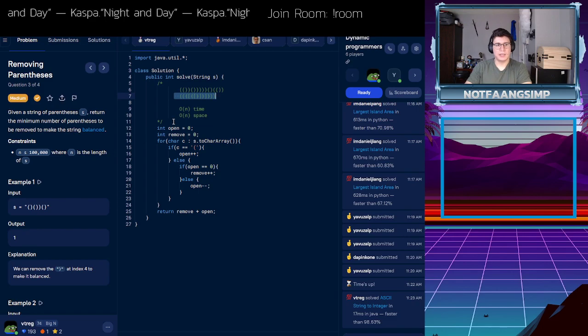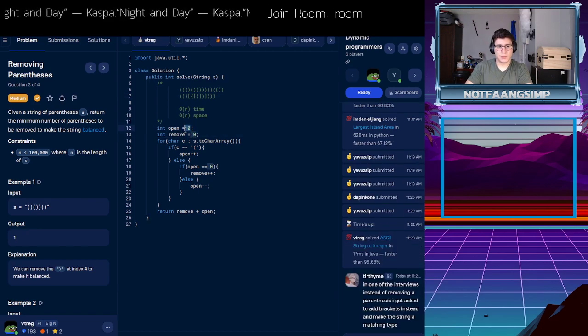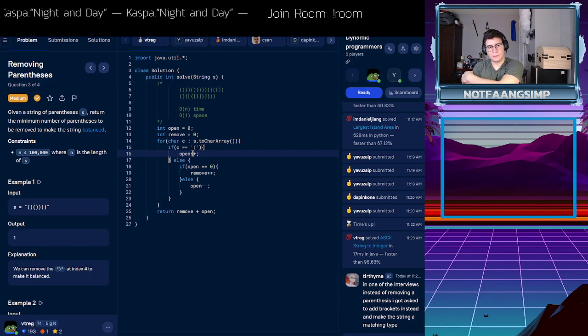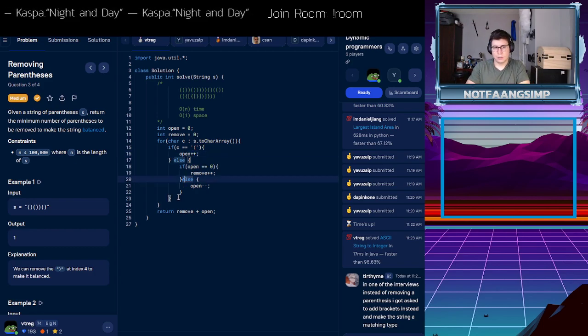So that's why here we can just use a counter to keep track of open parentheses. And replacing the stack for this counter, we are able to bring it down from O of n space to O of 1 space. And what we do is every time we find an open parenthesis, we add one to our open counter. Then, every time we find a closed one, there's a couple things to check. Hey, do I have an open parenthesis that I can match with? If I can, I just remove that open parenthesis from the quote-unquote stack.